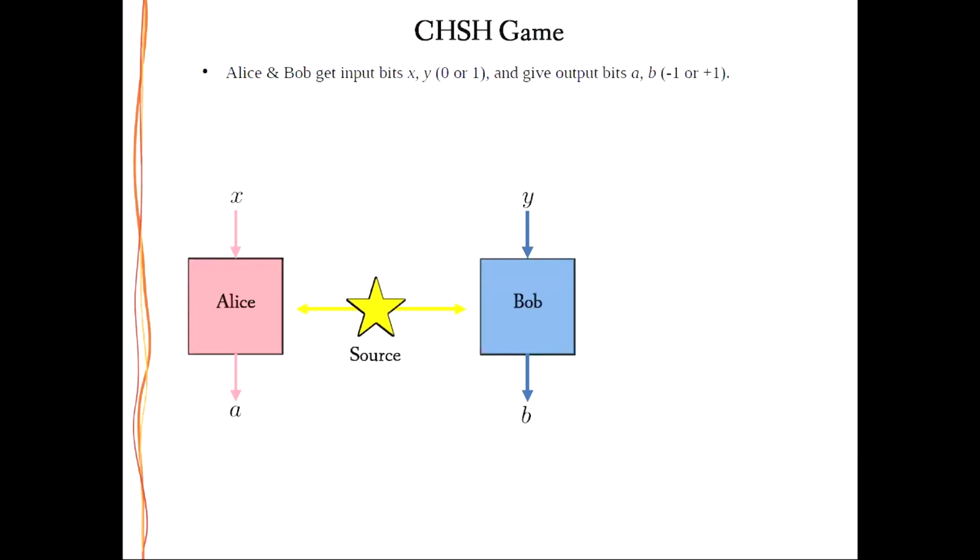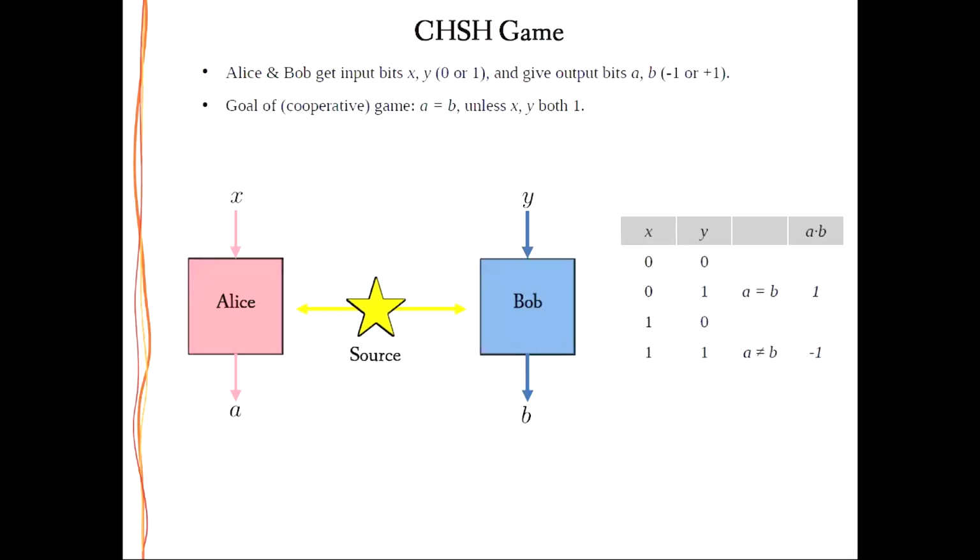The way that Alice and Bob come up with their output, A and B, they can determine themselves. So they have some process, some strategy of giving an output. Now, what is the goal of this game? Well, it's a cooperative game. They both win or they both lose. Most of the time they win when they give the same output, so when they both give +1 or they both give -1. But that's only when the inputs are 0,0, 0,1, or 1,0.